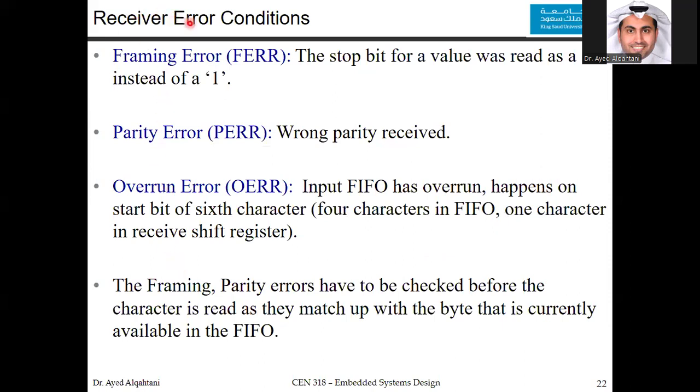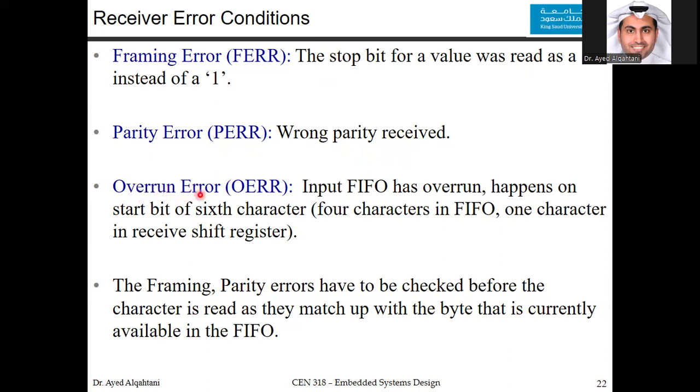The receiver error conditions: we have the frame error. Frame error happens if the stop bit for a value was read as a 0 instead of 1. Remember, the stop bit is logic 1, so if it's read 0, that's a stop bit error. The parity error: if there is a single bit error, there is a wrong parity received. You are expecting an odd value and you received even, or vice versa.